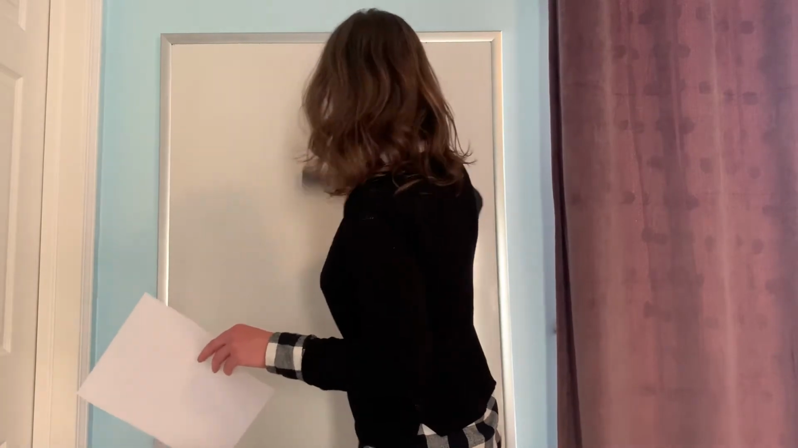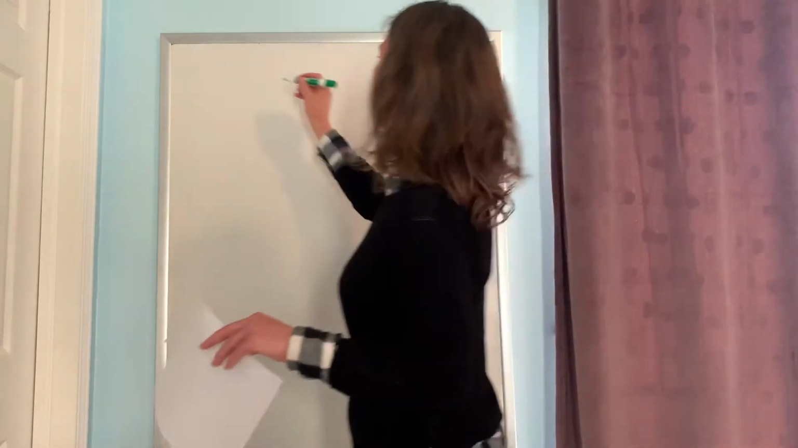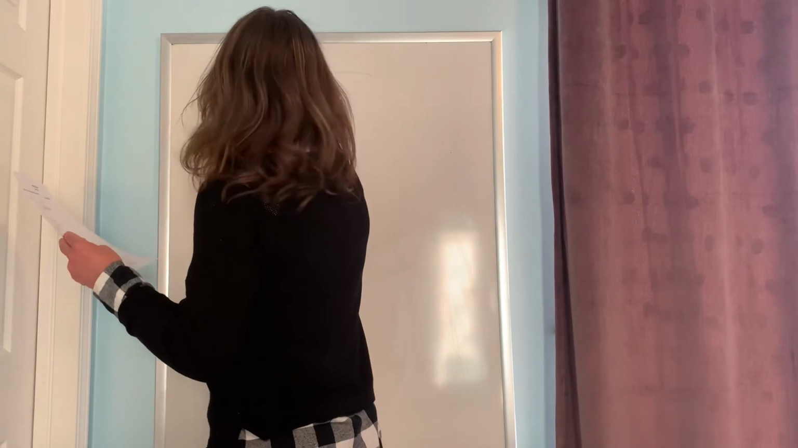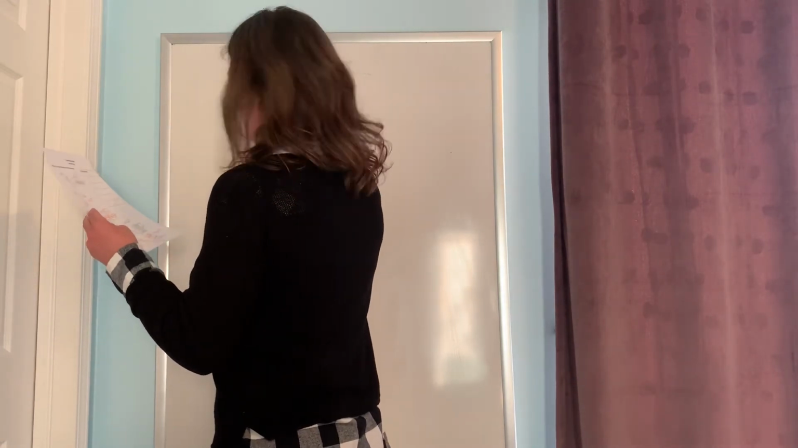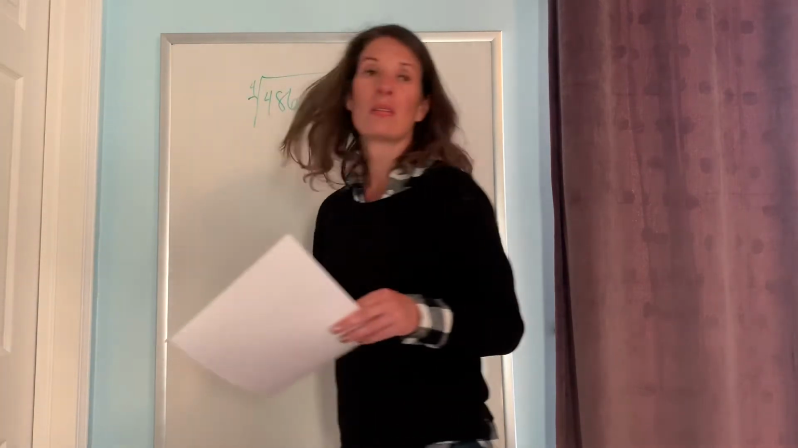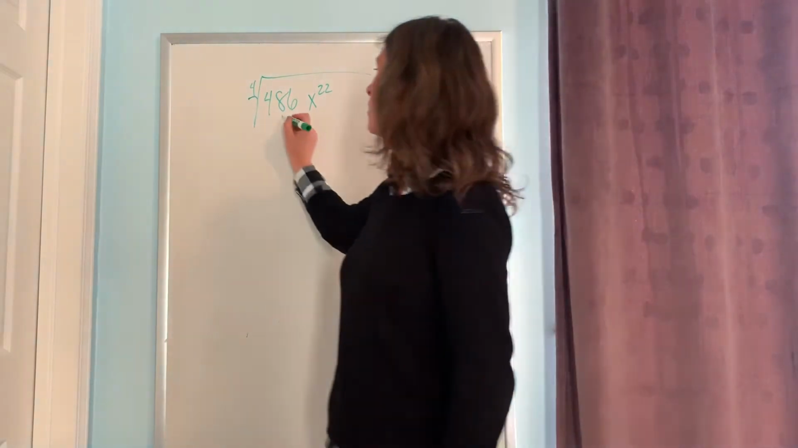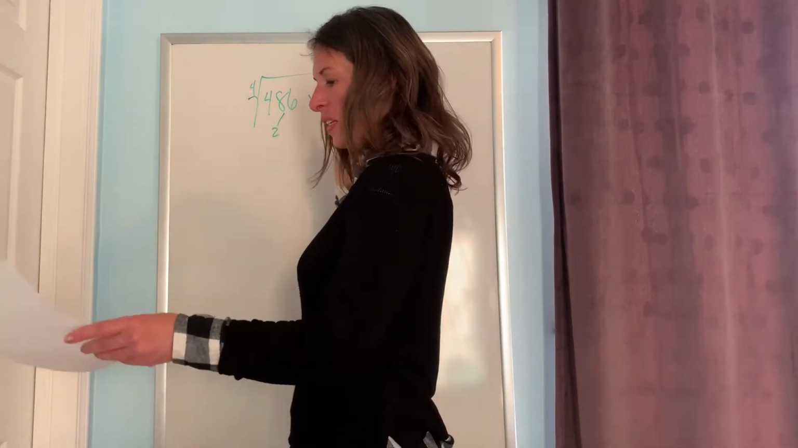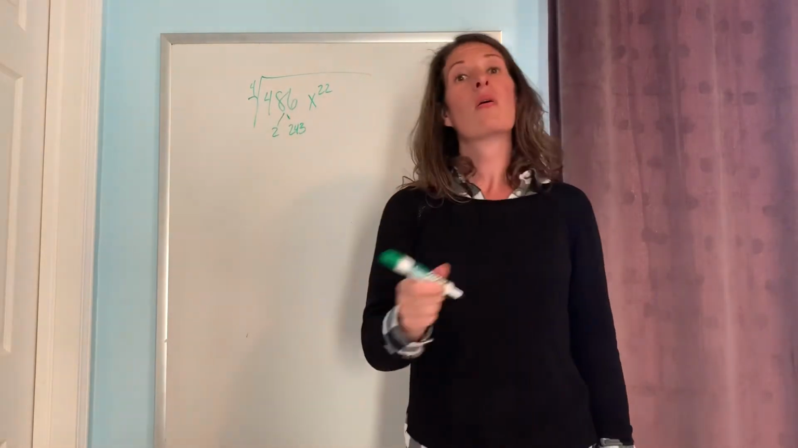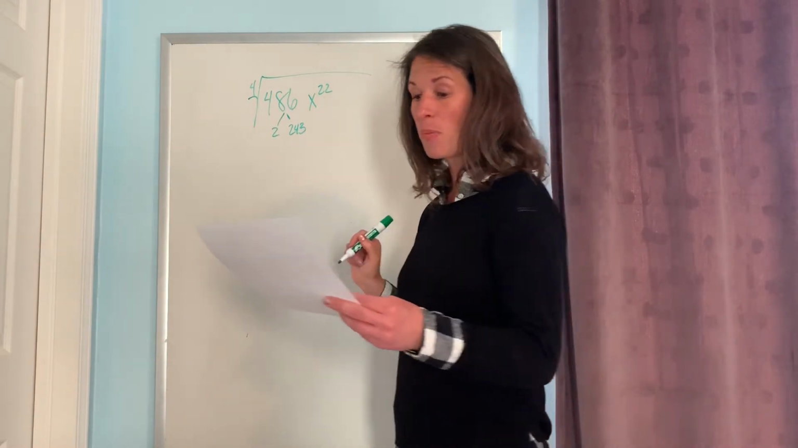Now we're getting into some big numbers. So I have the 4th root of 486 x to the 22. Some big numbers. So first things first, prime factor. 486 can be divided by 2 and it's 243. It ends in 3, which means it is not an even number, but it is divisible by 3.